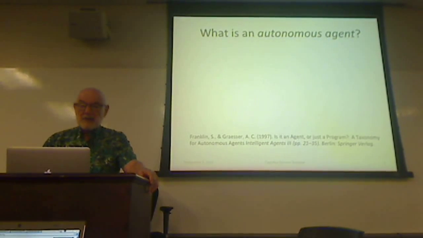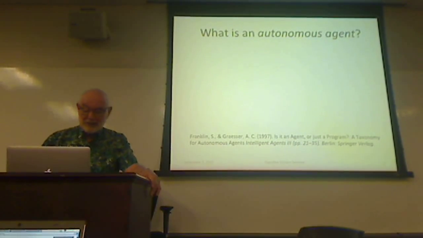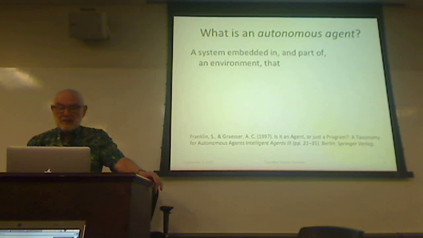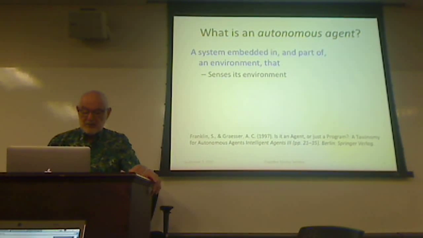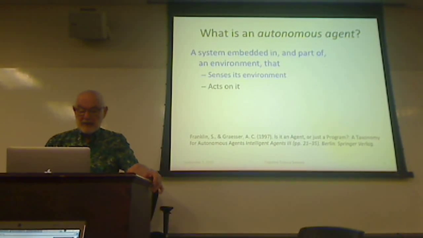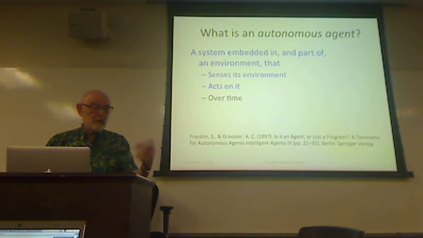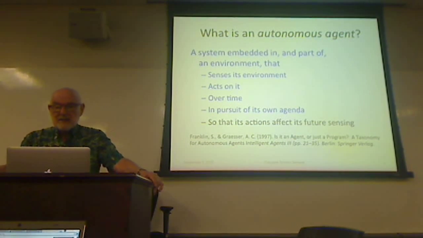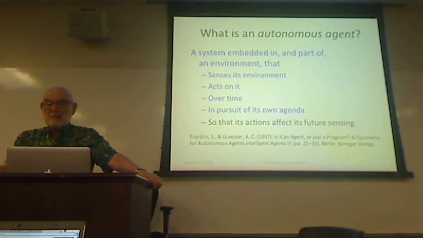Here's what it is, according to Franklin and myself. It's a system embedded in and part of an environment that satisfies several conditions. It has to sense its environment. It has to act on it, and act on it over time, not just once. A check writing program won't be an autonomous agent. It has to do it in pursuit of its own agenda, which is what makes it autonomous. And it needs to act in such a way that its actions may affect what it senses in the future. It's got to be coupled to its environment in that way.